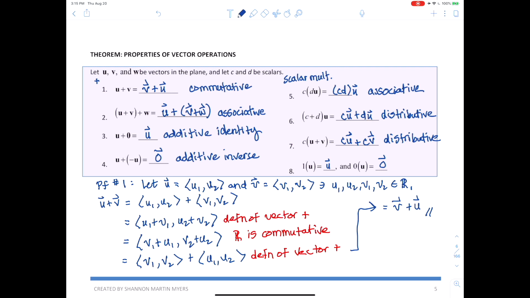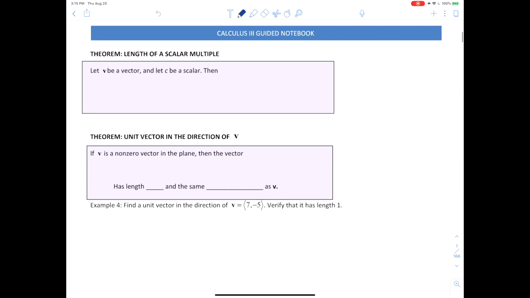So next up, we have the theorem, the length of a scalar multiple. So let V be a vector, and let C be a scalar. Then it turns out that the magnitude of C times V is equal to the absolute value of C times the magnitude of V. Cool so far?